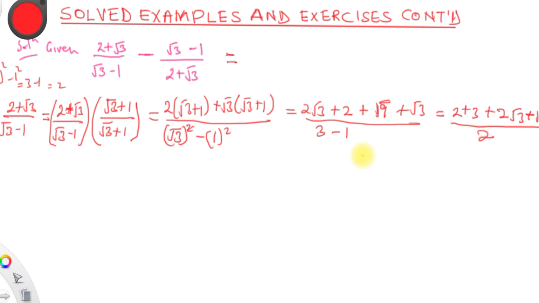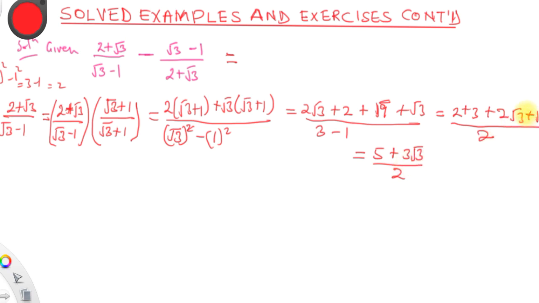So the answer is equal to 2 plus 3, which is 5. And then 2 root 3 plus root 3 is the same as 2x plus x, so we get 3 root 3. So plus 3 root 3, all over 2. This is the answer you get. You just leave it like this. Hope you understand this.